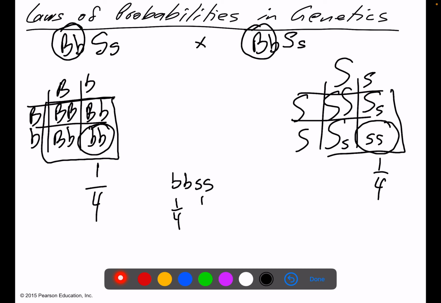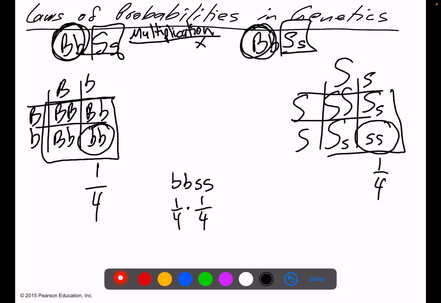So I'm going to put a 1/4 right there. The law of probability says all you have to do now is multiply them across. The law of probabilities should also be known as the law of multiplication. And I think that's easier because it reminds you that you need to multiply, right? When do you multiply? Whenever you have multiple genes, like right now. I've got B's and I also have S's. That's multiple genes. Those are two different genes, the B genes and the S genes. So you multiply. And here I am multiplying.